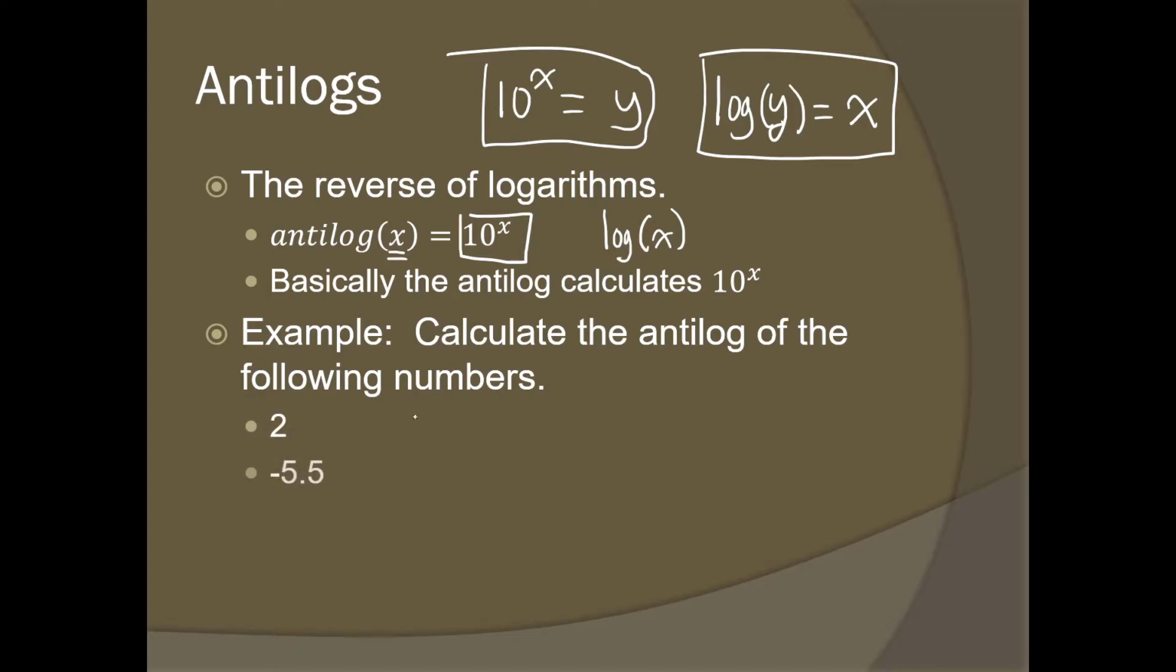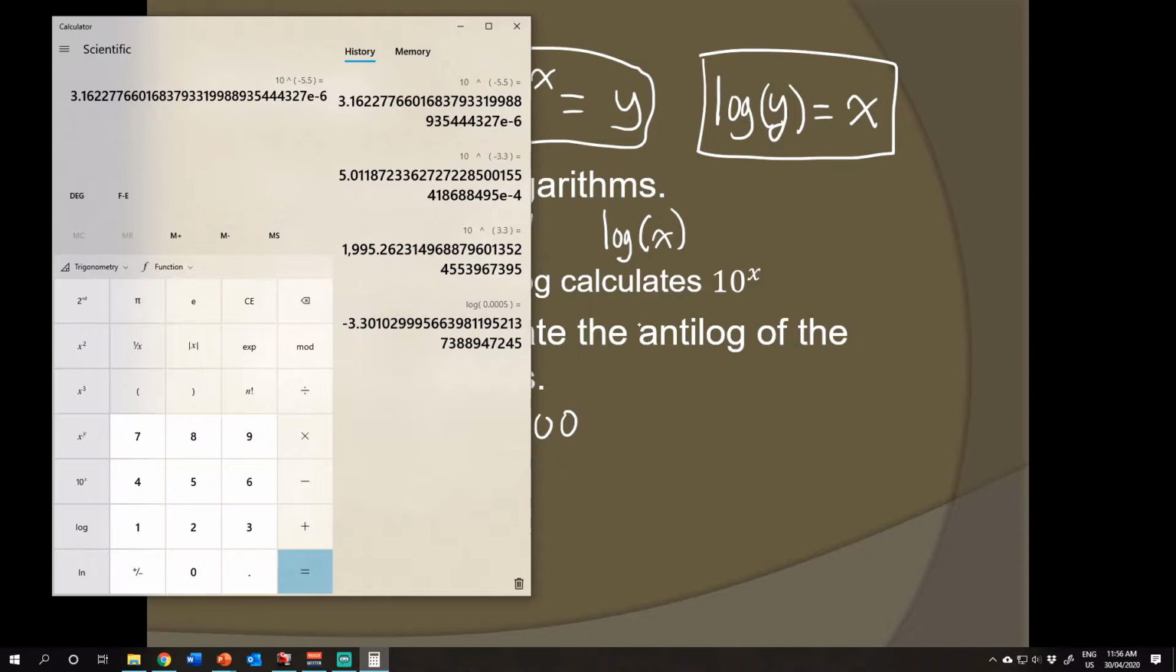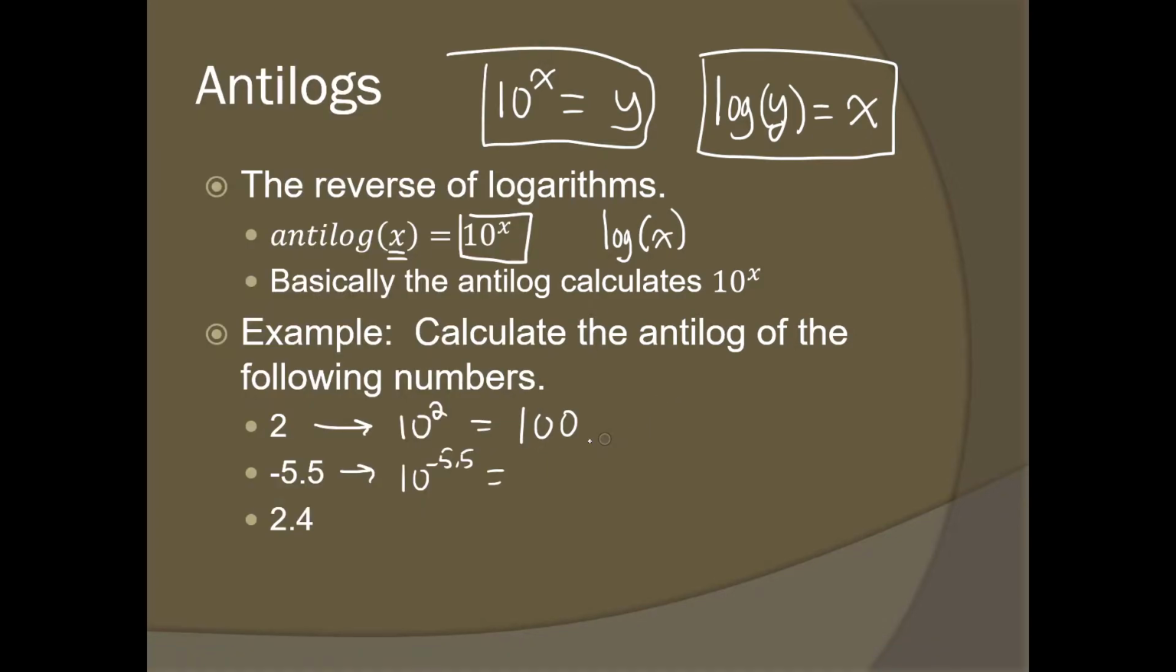So the antilog will simply be calculated as follows. This would be like 10 to the power of 2. That's easy enough to do. That's 10 times 10, so that's 100. This one would be 10 to the power of negative 5.5. That one's a little harder to do, so we'll use our calculator for that. So 10 to the power of negative 5.5. That'll be about 3.2 times 10 to the negative 6.